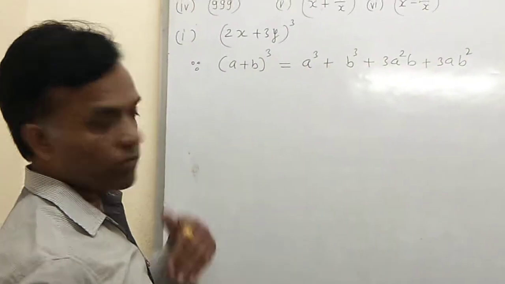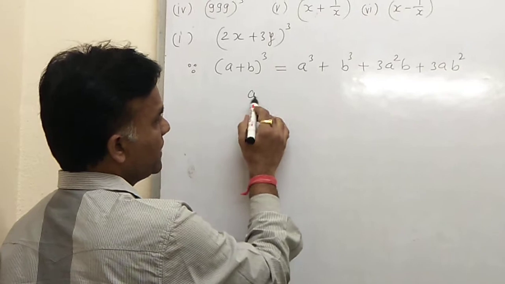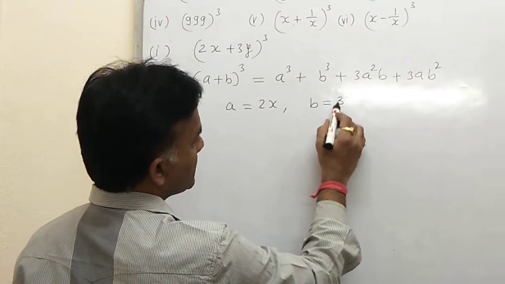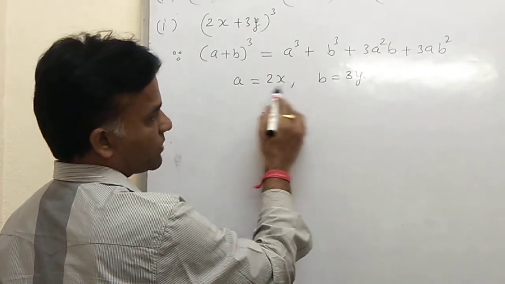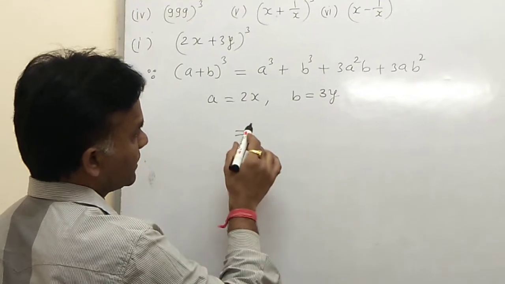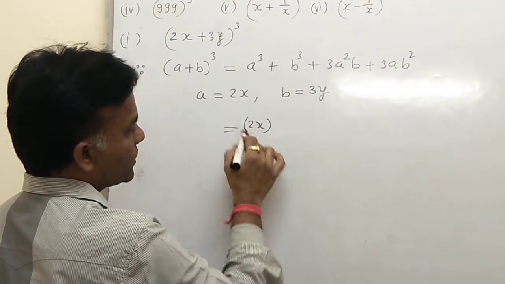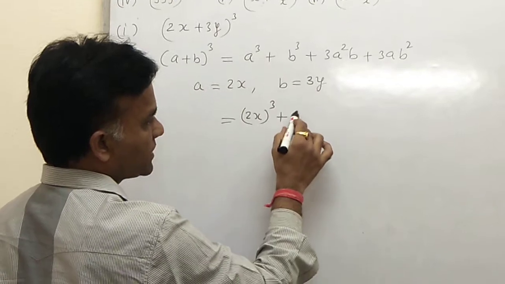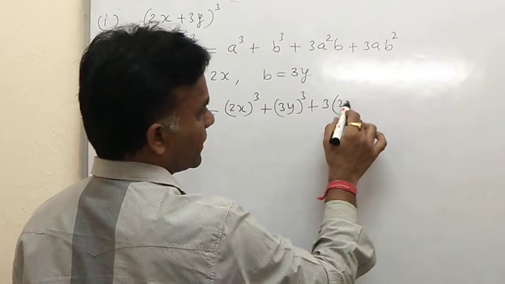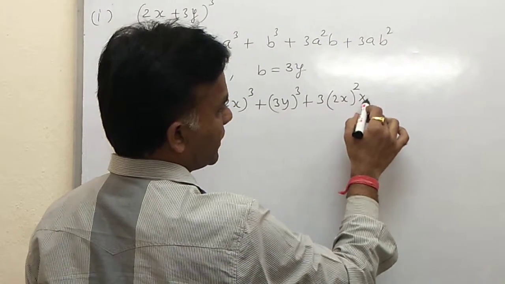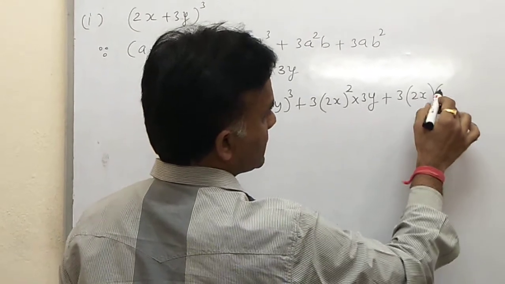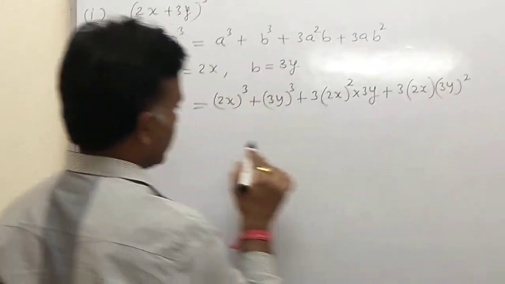Now first we bring down the value of a and then b. The value of a is 2x because this is first, and the value of b is 3y. You only substitute these values of a and b in this identity, and you get the expansion of this term. So you can write (2x)³, b is here so (3y)³, and then 3 into (2x)² into 3y. Similarly 3 into 2x into (3y)².